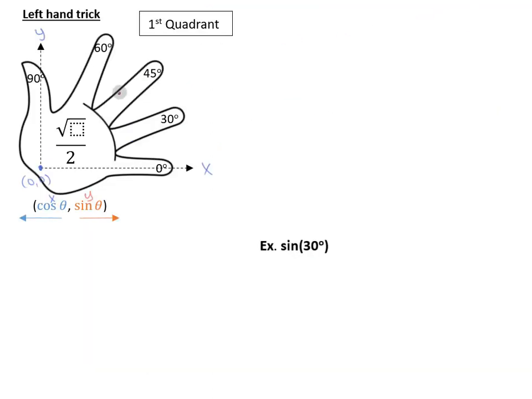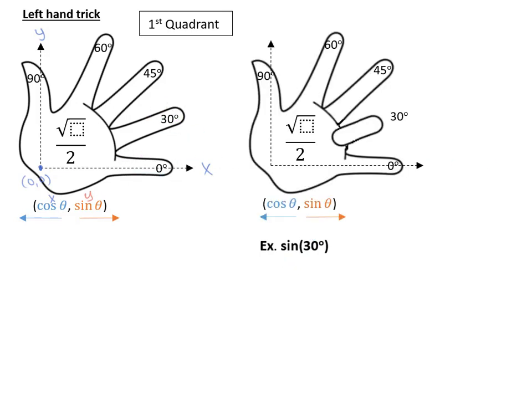But I'm not going to always have a unit circle with me, so how do I come up with that with this trick? Which finger corresponds to 30 degrees? That would be our ring finger. So we're going to fold that ring finger down. My hand should look something like this now. And because I want sine, we count the number of fingers remaining up on the right of that finger. So how many fingers are still remaining up? Just one, right? The pinky.